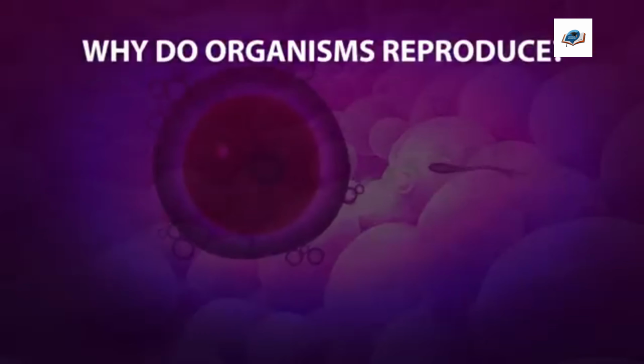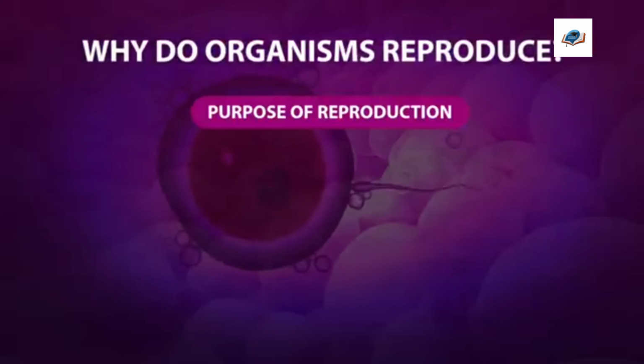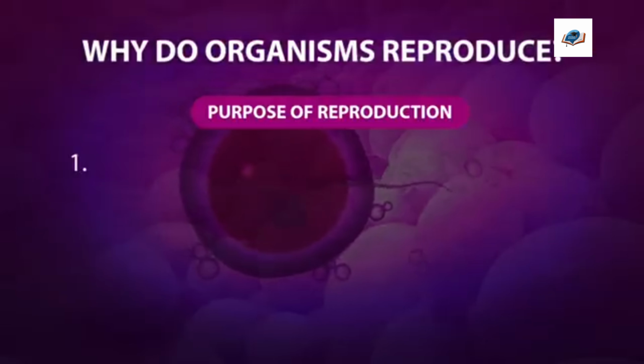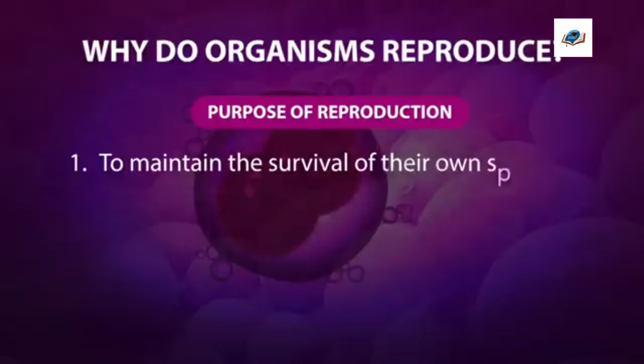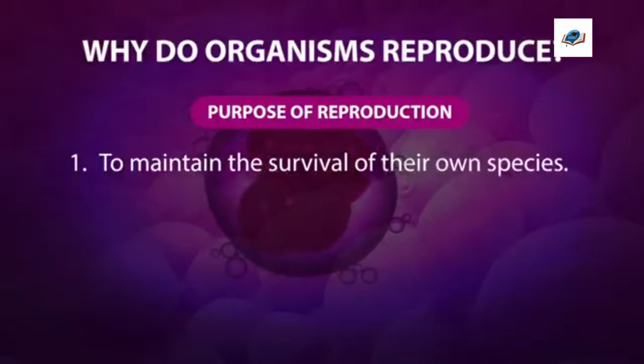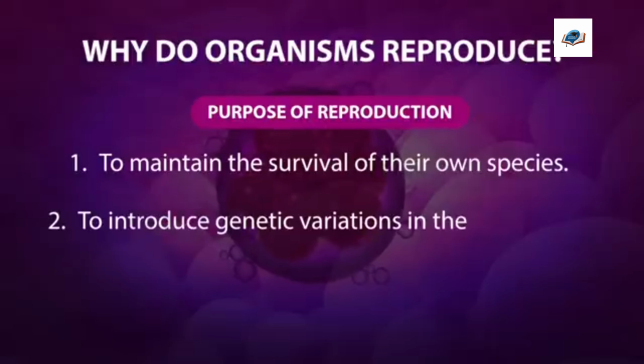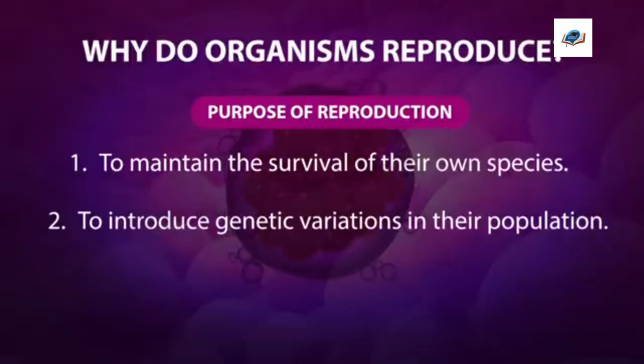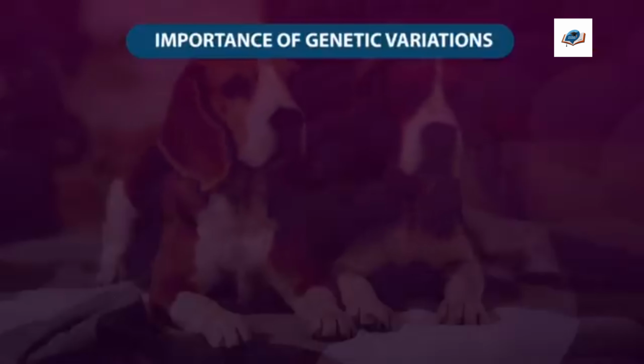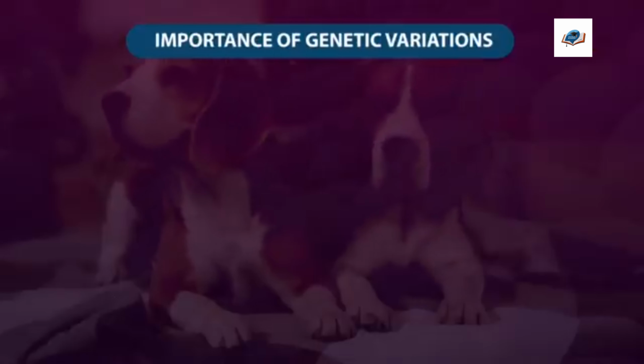Why do organisms reproduce? Organisms reproduce for two main reasons. 1. To maintain the survival of their own species. 2. To introduce genetic variations in their population. What are genetic variations and why are they important?